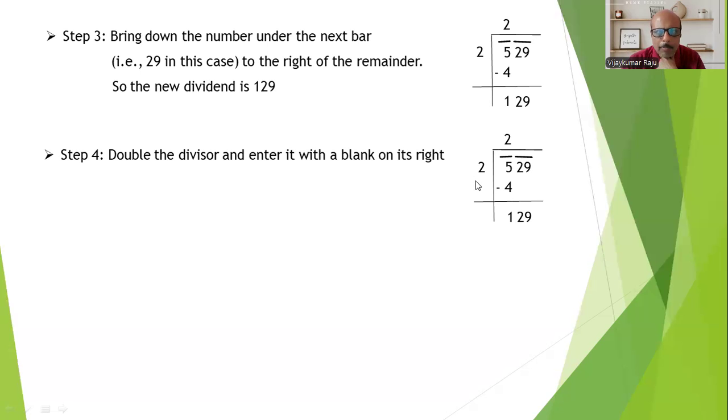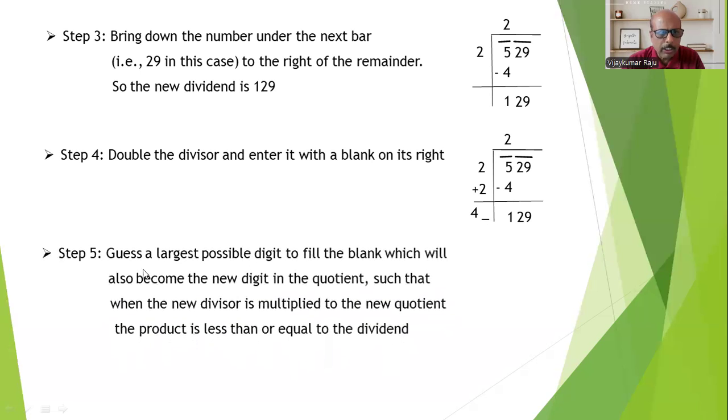Add to it. So double the divisor and enter it with a blank on its right. Double this divisor and enter with a blank on the right side. Just don't write anything, you keep one blank space here. Then why are you keeping it? Next step you'll understand.